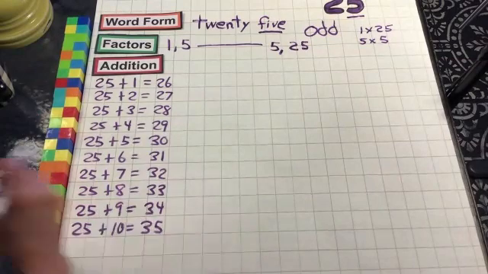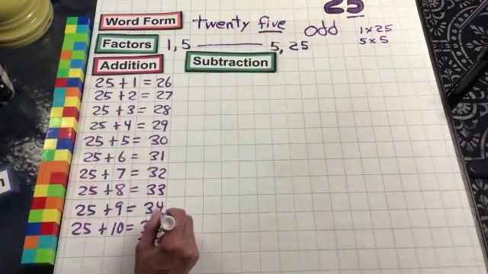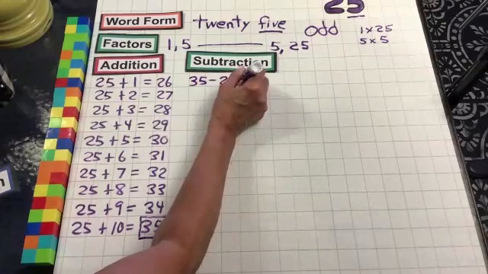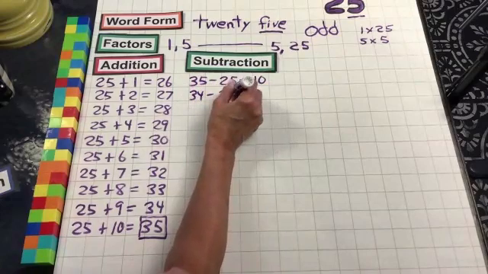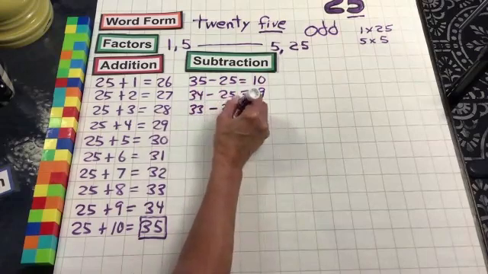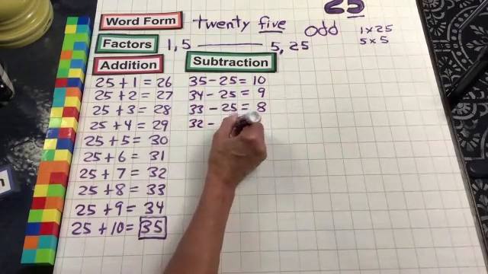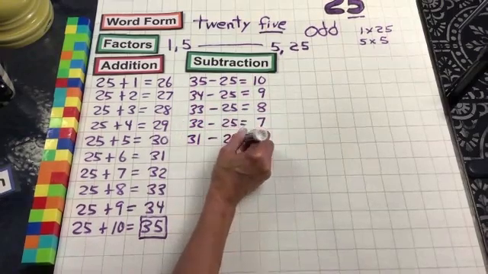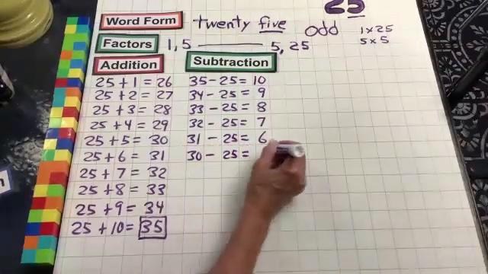All right. So again, we're going to go into our subtraction, which is addition backwards. And we're going to take our last number right here and put it up here. 35 minus 25 equals 10. 34 minus 25 equals 9. 33 minus 25 equals 8. 32 minus 25 equals 7. 31 minus 25 equals 6. 30 minus 25 equals 5.